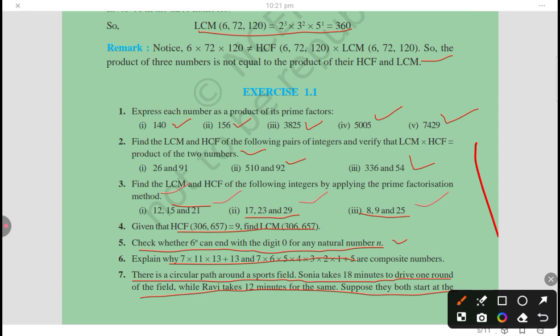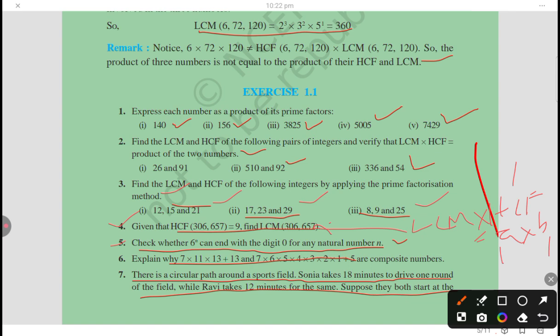Here, question number 4. Given that HCF is 9 and you have to find the LCM, and there are two numbers. So LCM multiplied by HCF equals A into B. You know the numbers A and B. You know the HCF. Find the LCM for this question. And check whether 6 power n can end with the digit 0 for any natural number.